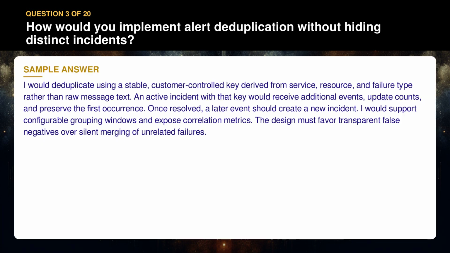I would deduplicate using a stable, customer-controlled key derived from service, resource, and failure type rather than raw message text. An active incident with that key would receive additional events, update counts, and preserve the first occurrence. Once resolved, a later event should create a new incident. I would support configurable grouping windows and expose correlation metrics. The design must favor transparent false negatives over silent merging of unrelated failures.